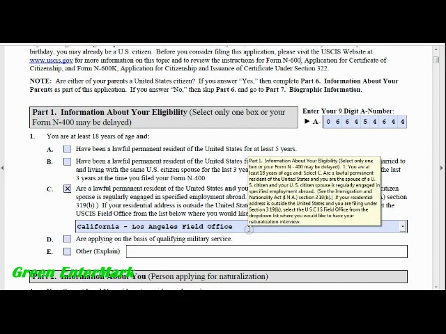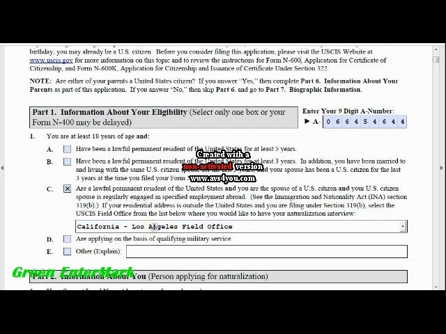Because you are not residing in the USA, you have to come to the USA to give the interview. So you have to choose the location in which you want to give the interview, a USCIS field office.